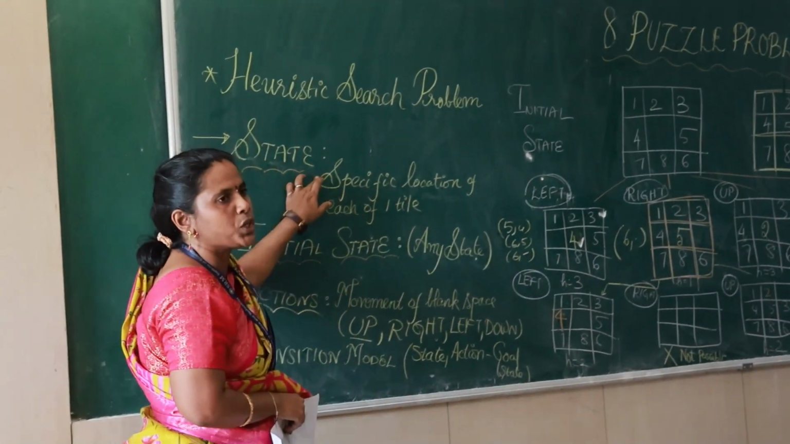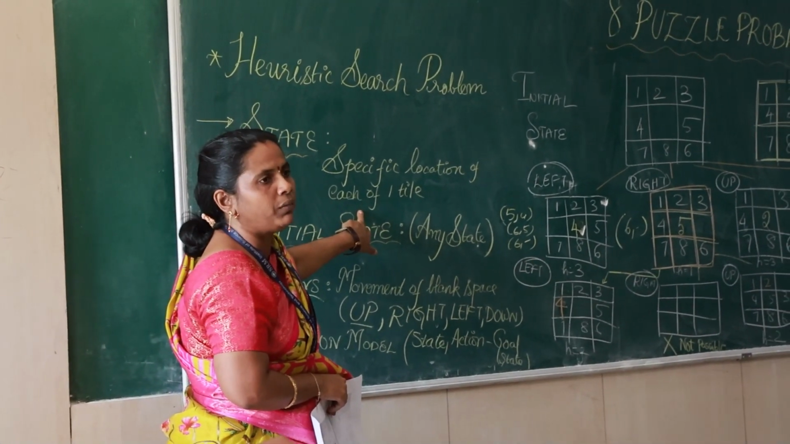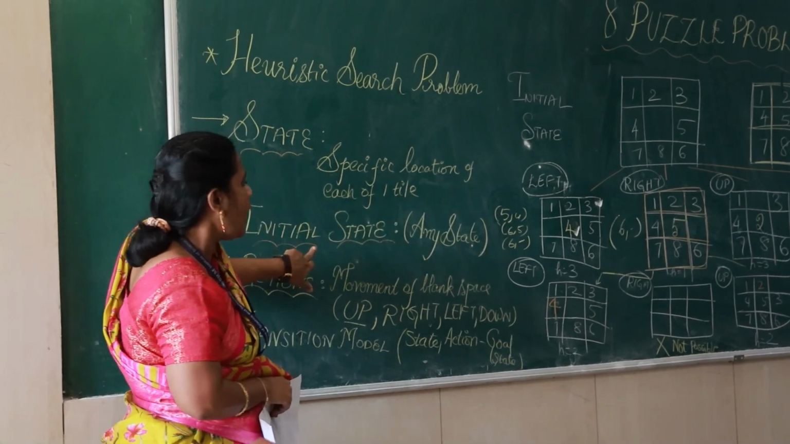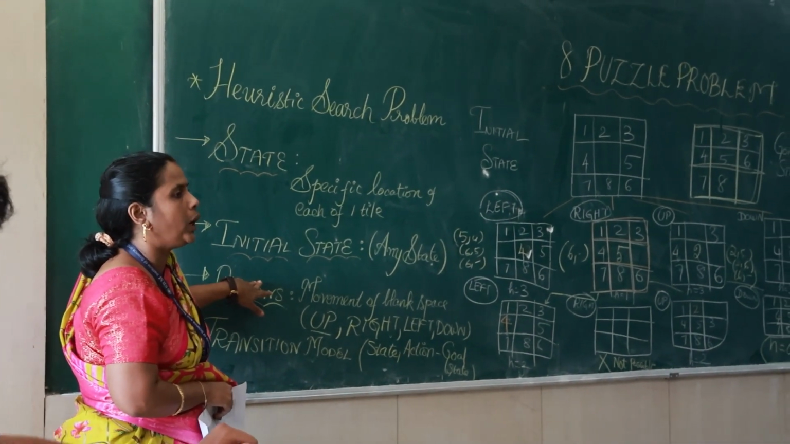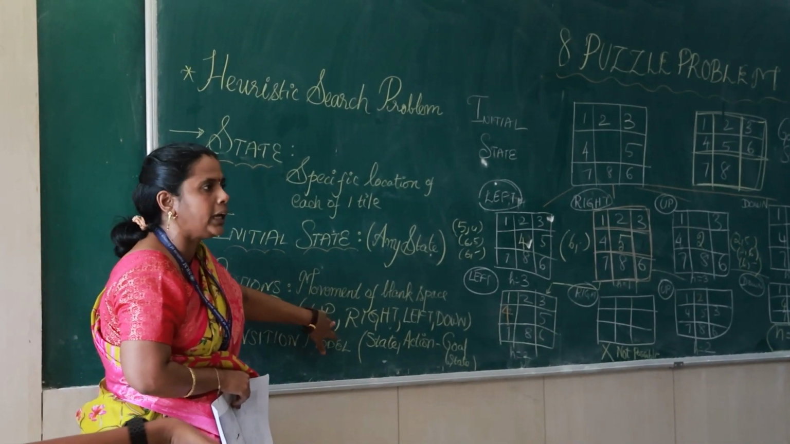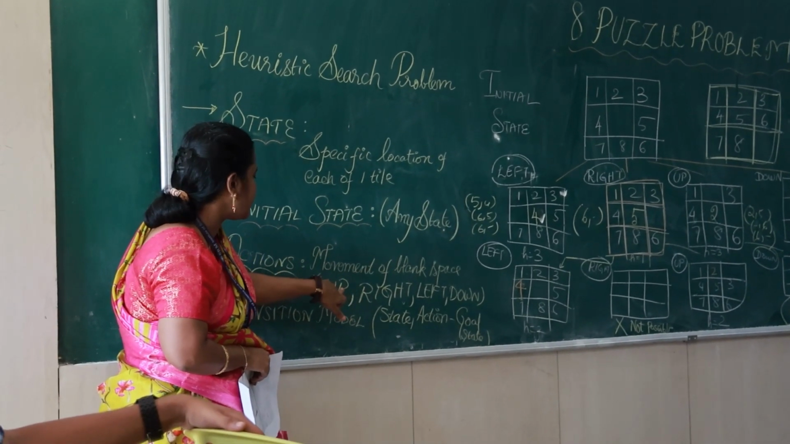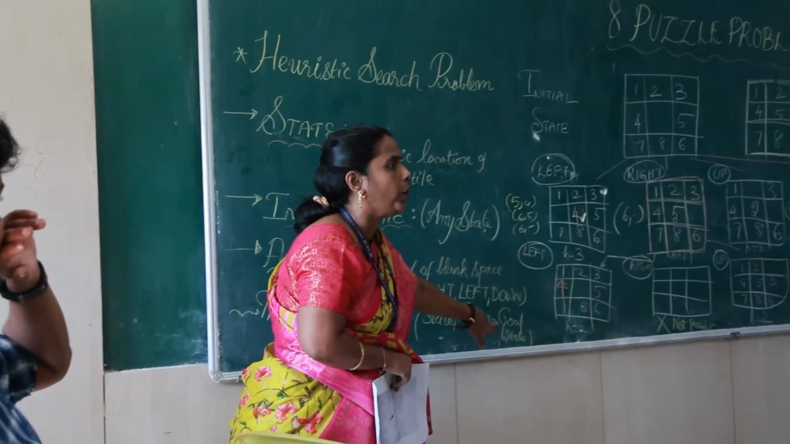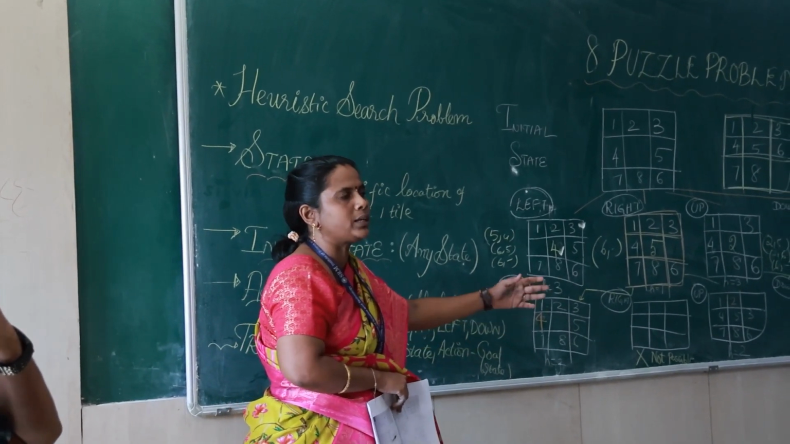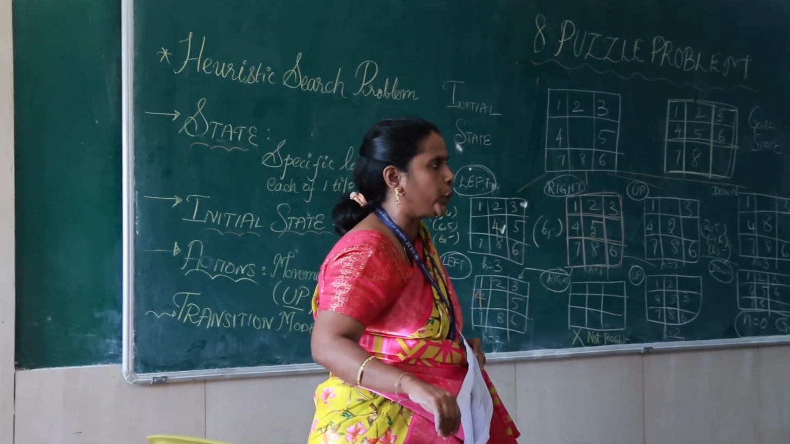States where each location of each tile is going to be your state, and the initial state can be any state. Actions: how we are going to move. It can be either I can move the blank space up, right, left or down. Next is your transition model, where given a state, how we are going to reach the goal state. The students are going to do the role play and show you.